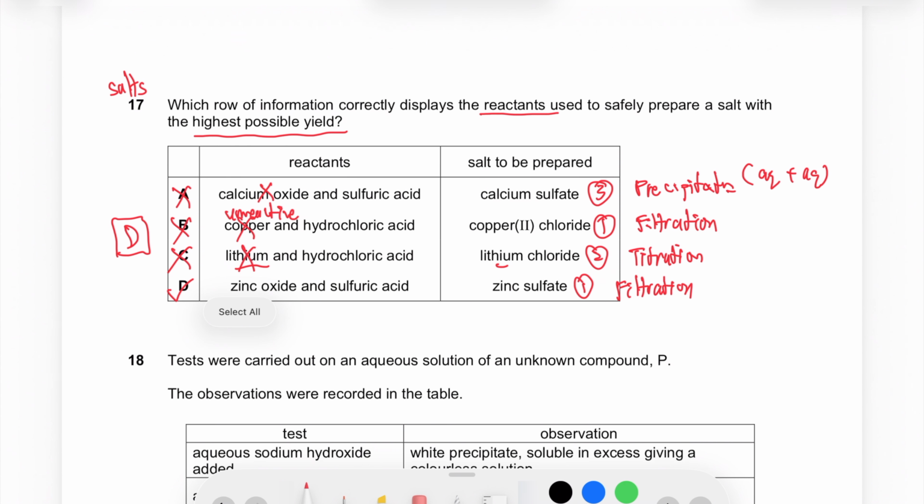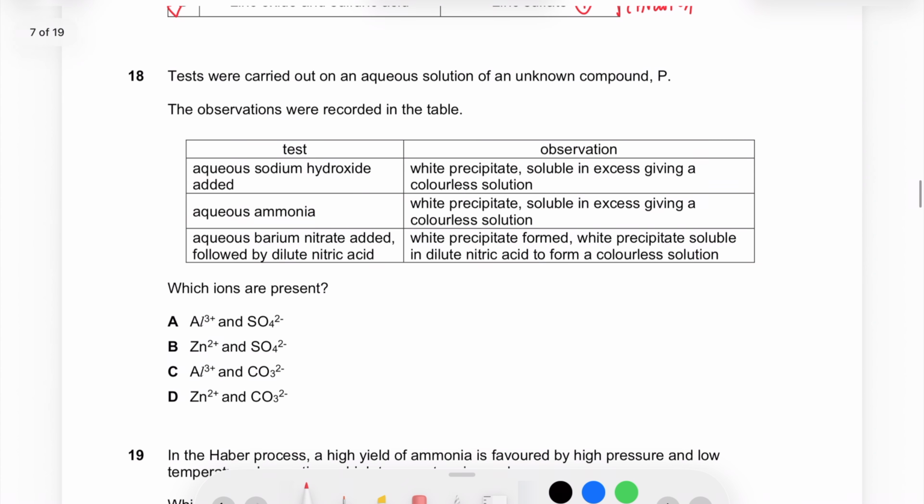Next one, question 18. This one should be under your QA.